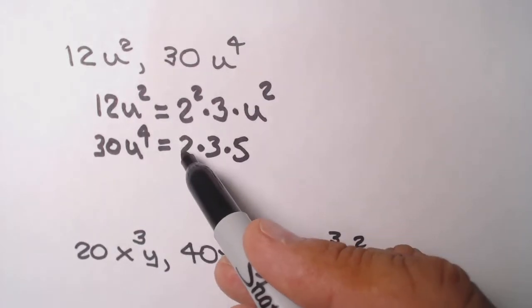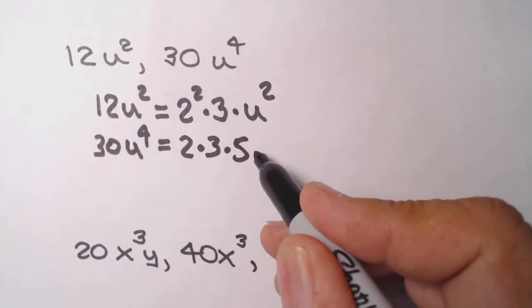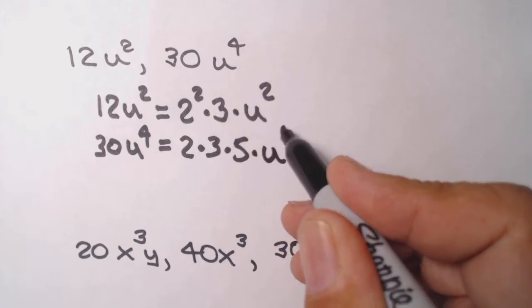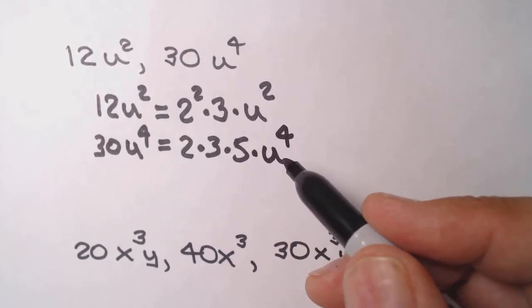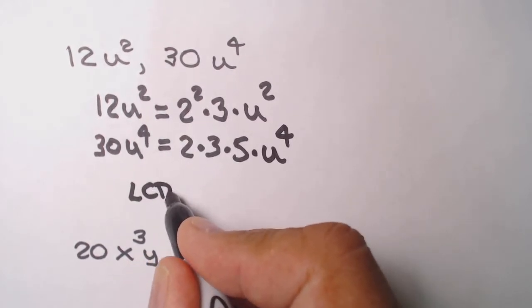But now, what do we got here? 2 times 3 is 6, times 5 is 30. Now, of course, the only thing we're missing is the u to the 4th. Okay, well, what's the LCD here? We got everything we need now.